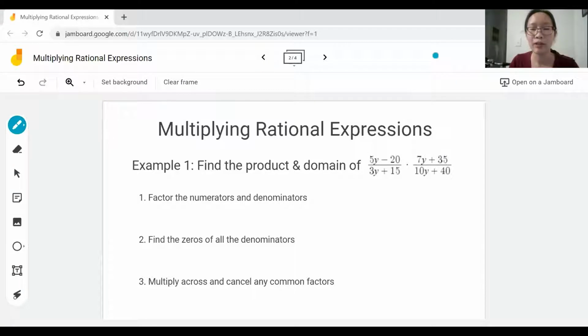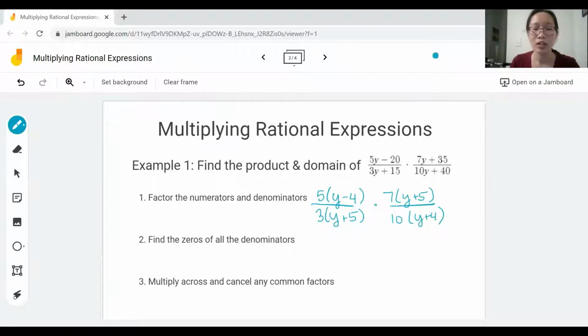The numerator of our first expression has a GCF of 5, so I can factor out the 5, and I'm left with y minus 4. In my denominator, my GCF is 3, and I am left with y plus 5. In my second expression, I notice that my greatest common factor is 7, and I have y plus 5, and my denominator has a GCF of 10, and I have y plus 4.